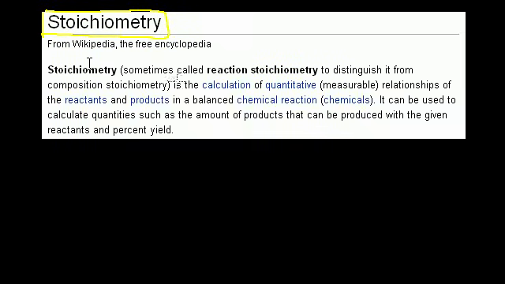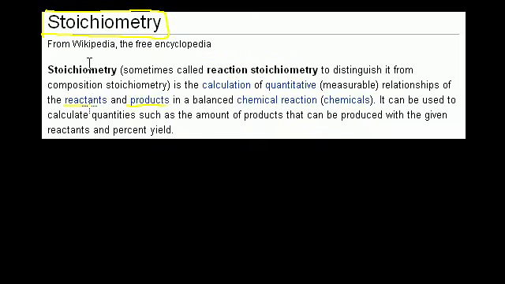This is the actual definition that Wikipedia gives. Stoichiometry is the calculation of quantitative or measurable relationships of the reactants and the products. And you're going to see in chemistry sometimes people use the word reagents. For most of our purposes, you can use the word reagents and reactants interchangeably. They're both the reactants in a reaction.